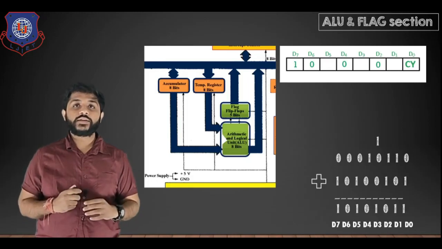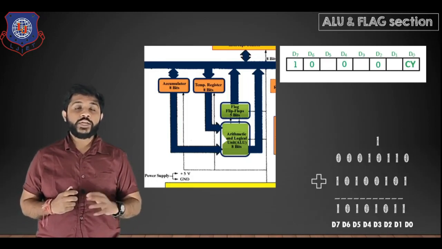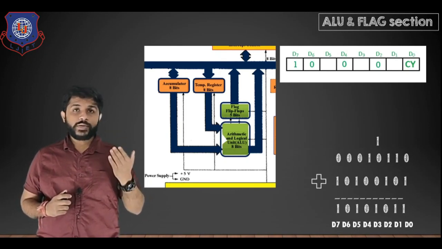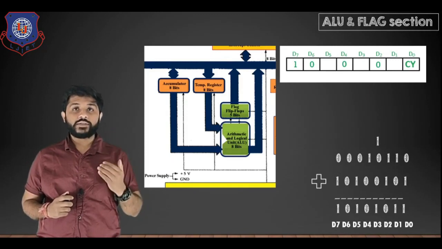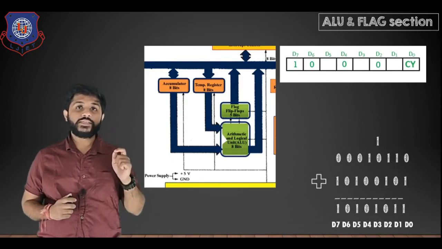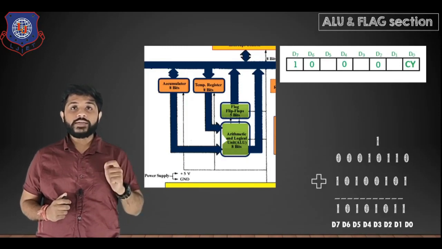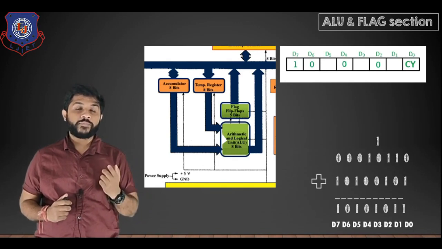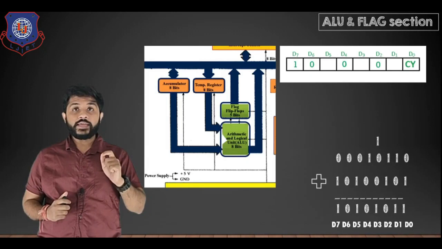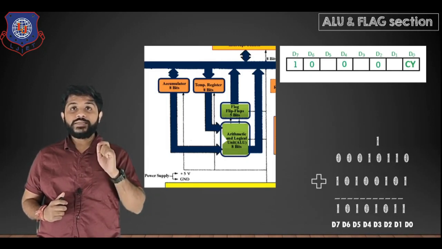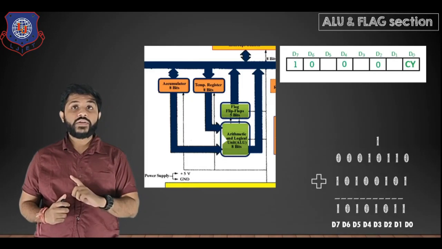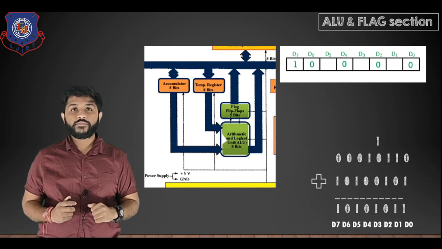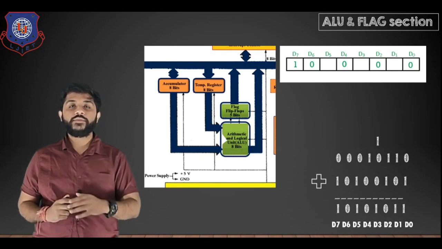The last flag is the carry flag, and when will the carry flag be set? When you are performing addition of, let's say, 8 bits and you are getting 9 bits in the answer, so we are getting an 8-bit answer and the 9th bit is the carry. When the carry is generated at the D7 bit, in that case only the carry flag will be set. If we are getting carry apart from the D7 bit, in that case the carry flag will not be set. So right now the carry flag will be reset because carry is not generated at the D7 bit.